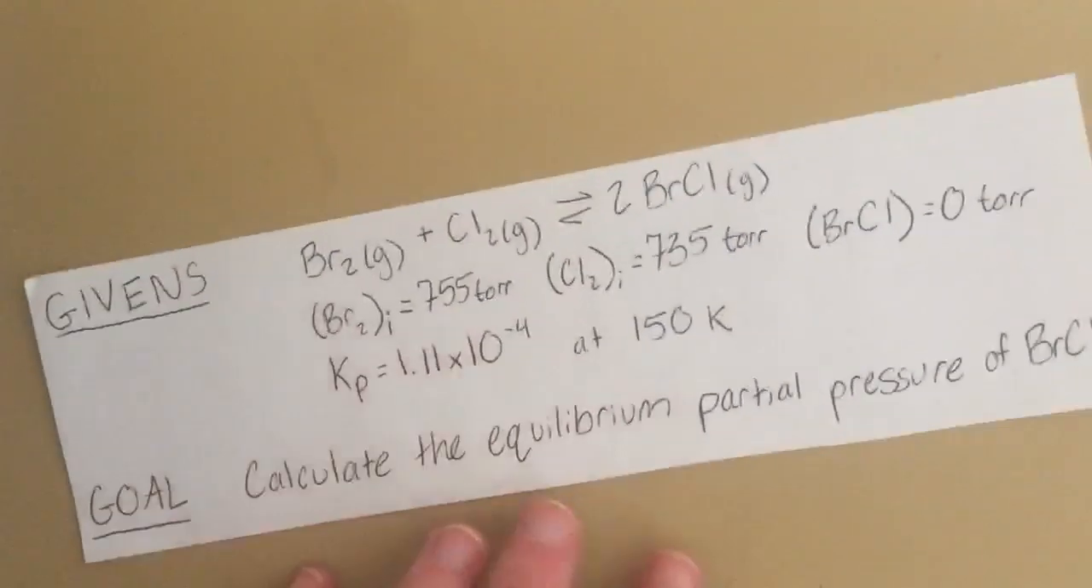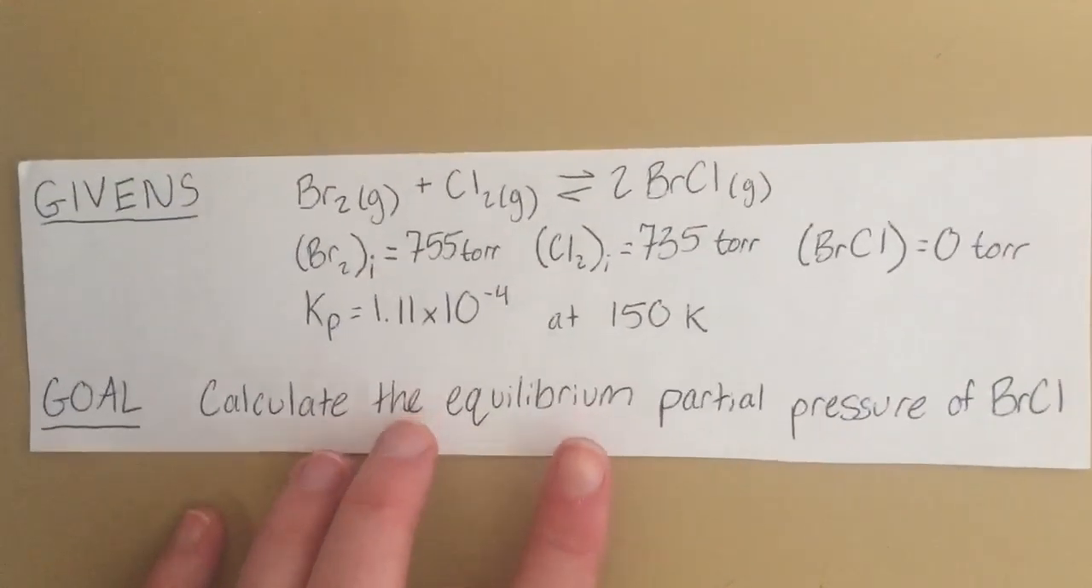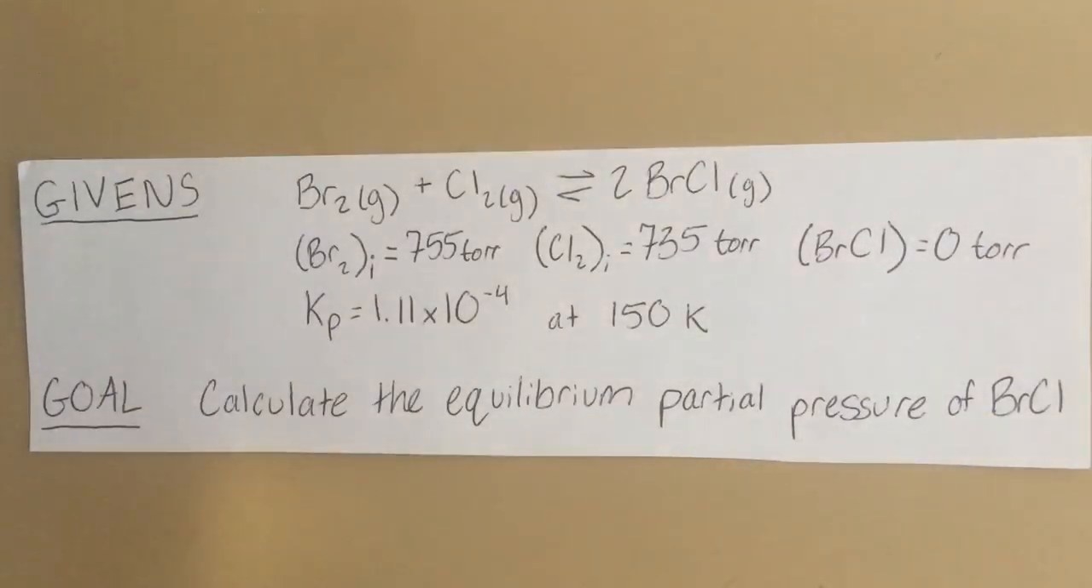So when we break this down, we see that our given values are the balanced reaction and the partial pressure values initially of each gas. Bromine's initial partial pressure is 755 torr, chlorine's is 735 torr, and bromine monochloride's is 0 torr, considering it was not mentioned. Our Kp value is 1.11 times 10 to the negative fourth with no units at 150 Kelvin. And our goal is to calculate the equilibrium partial pressure of bromine monochloride.